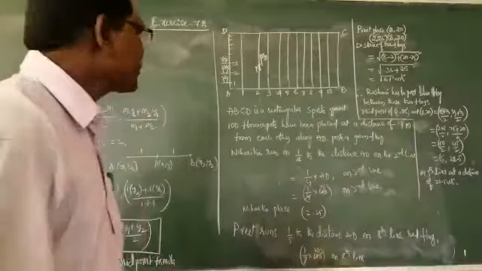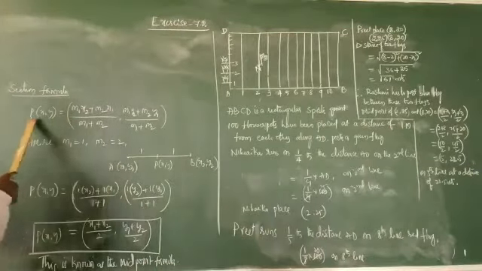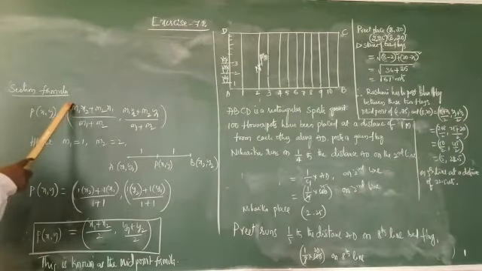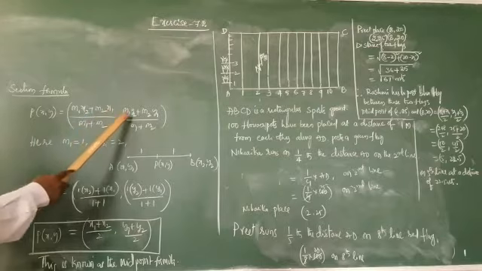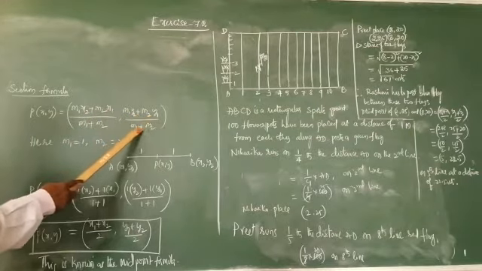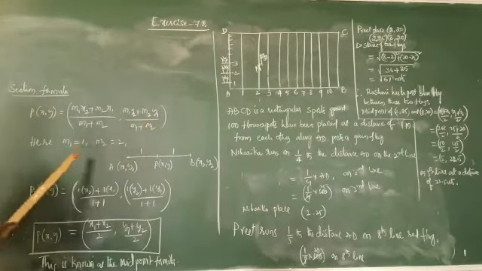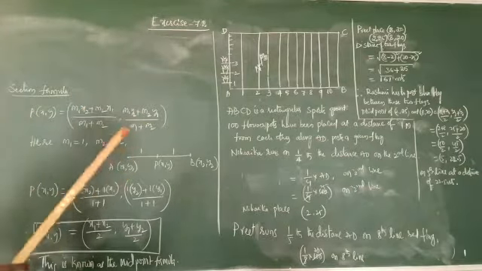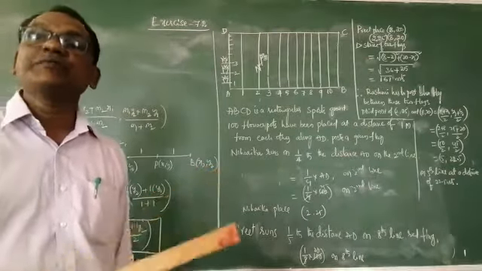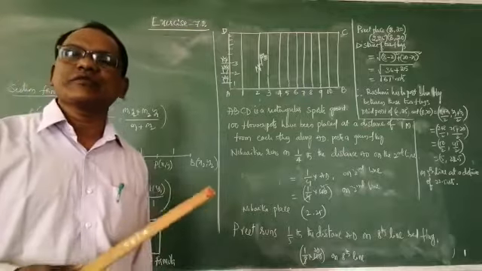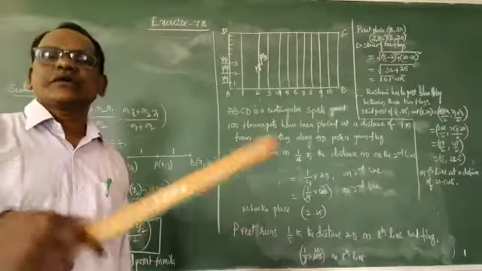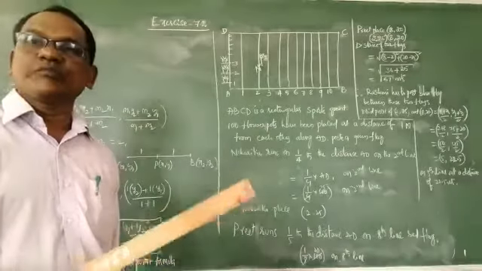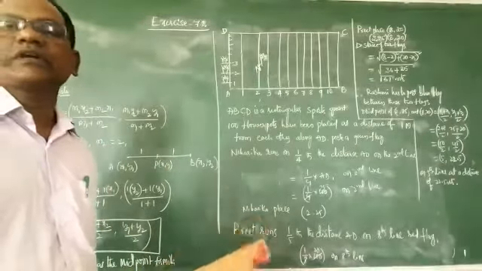Here now, the section formula: P(x, y) equals (m1 x2 plus m2 x1) by (m1 plus m2), (m1 y2 plus m2 y1) by (m1 plus m2). From the section formula we are going to get the midpoint formula. That's very important, that's why I am going to recall the section formula. This is how we get the midpoint formula.